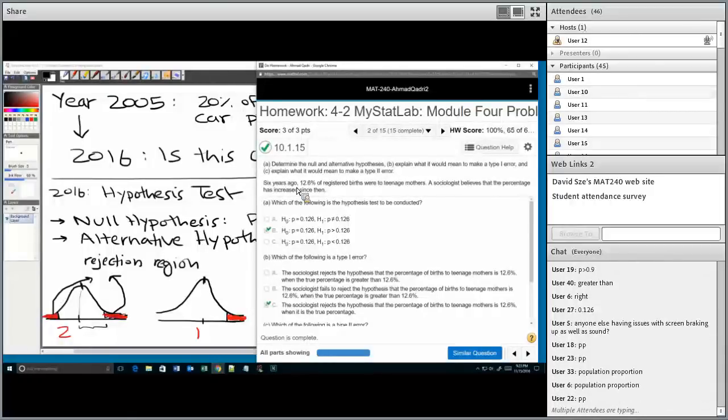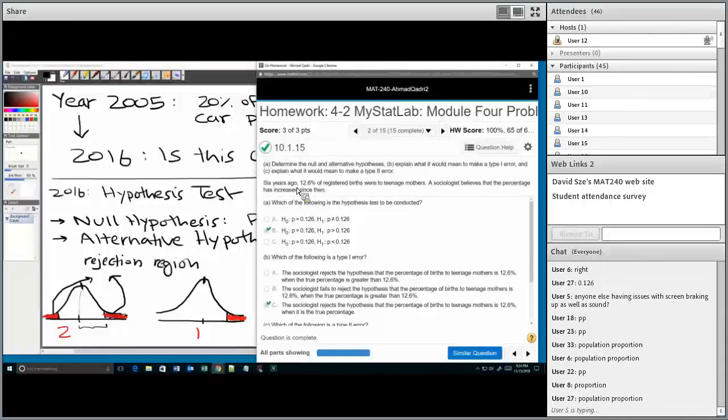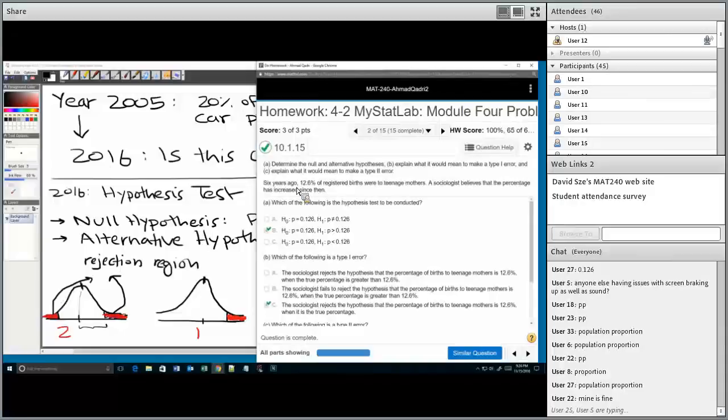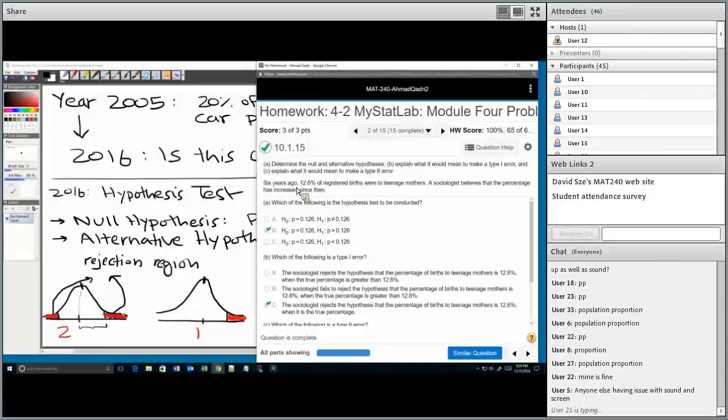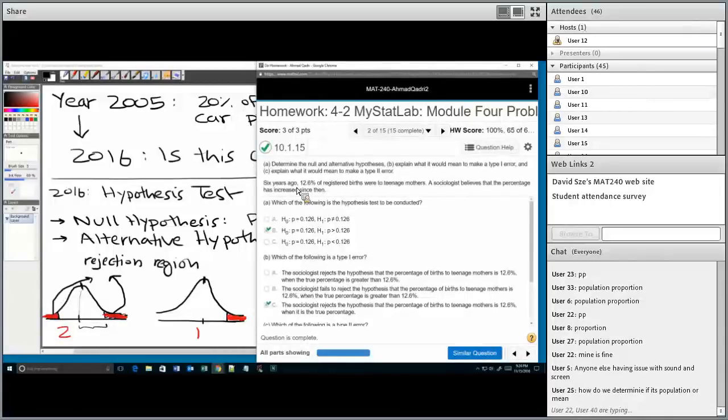Population proportion. Yes. Okay. And looks like Kayla is having technical problems. I'm hoping that no one else is having the screen freezing. Okay, Kayla, it might help to log out and log back in.